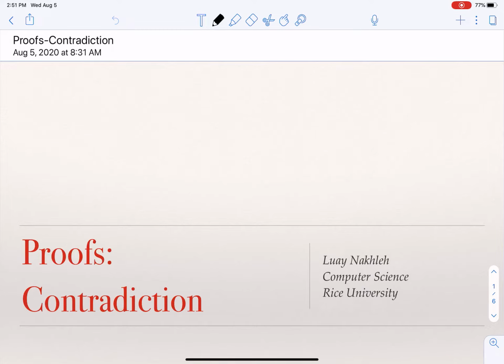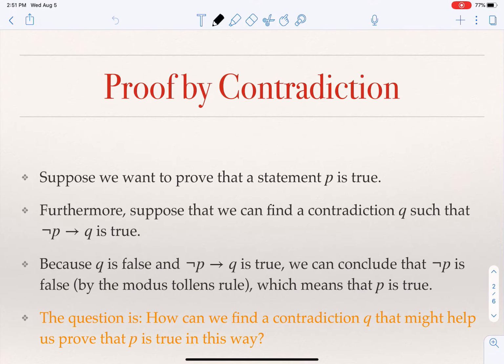An important and powerful proof technique is known as proof by contradiction. The way proof by contradiction works is as follows. Suppose I want to prove that P is true, some statement, like all the integers satisfy something. Suppose I want to prove that result.